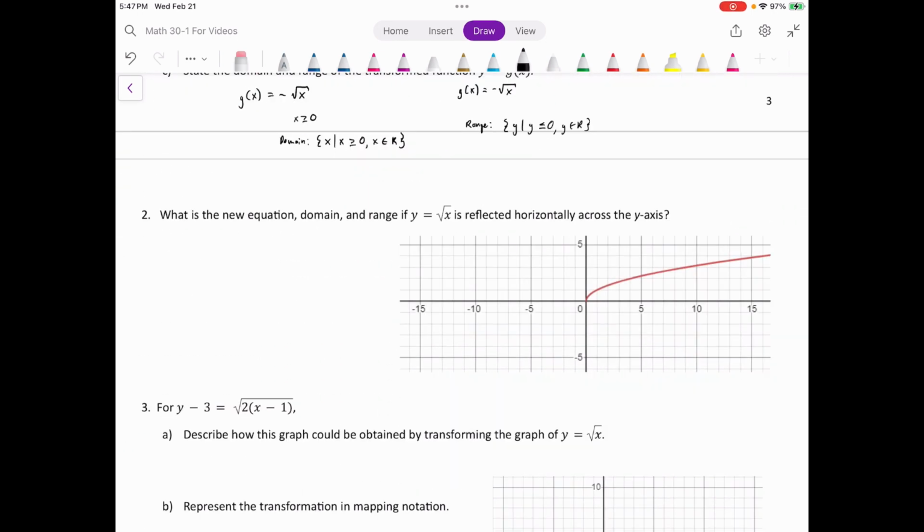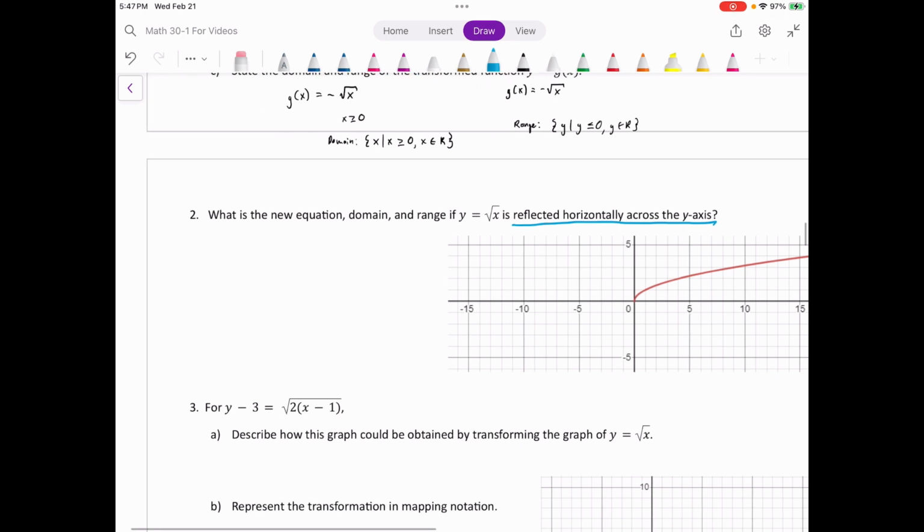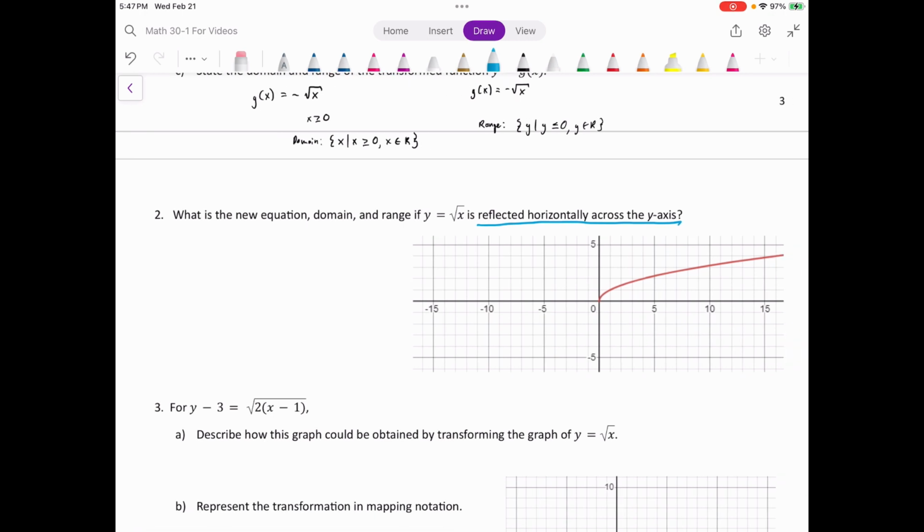What is the new equation, domain, and range if y equals root x is reflected horizontally across the x-axis? Okay, so now we're doing a horizontal reflection. What does that tell us? A, B, H, or K? It tells us B, right? It tells us that B must be -1.